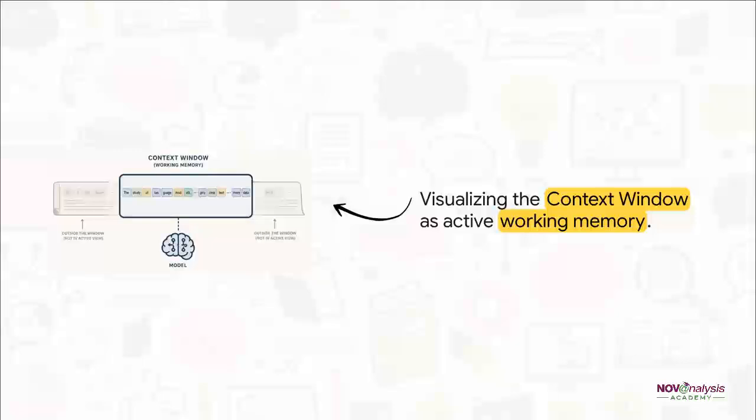Notice the highlighted box here representing active working memory. This perfectly separates the text the model can actively consider right now from the text it has effectively completely forgotten. Anything outside that active window, whether it's at the very beginning of a huge document or just from way earlier in your chat, is literally gone from its view. So if a model can't remember the beginning of your document while it's analyzing the end of it, it's naturally going to give you inconsistent or incomplete results.